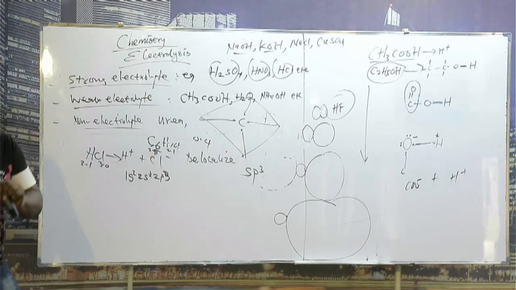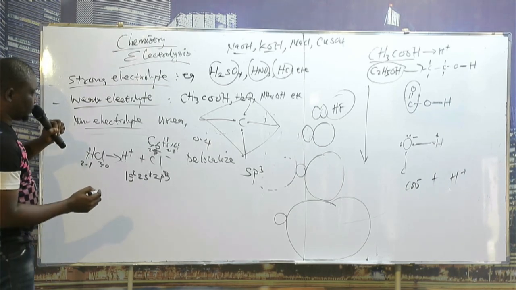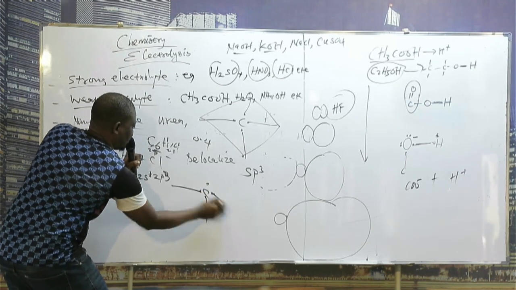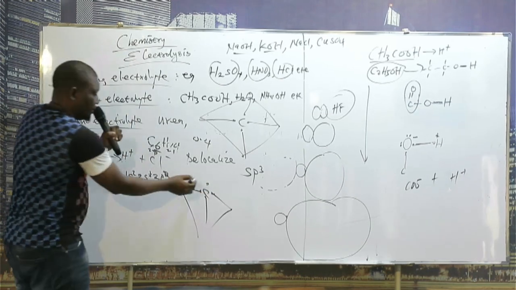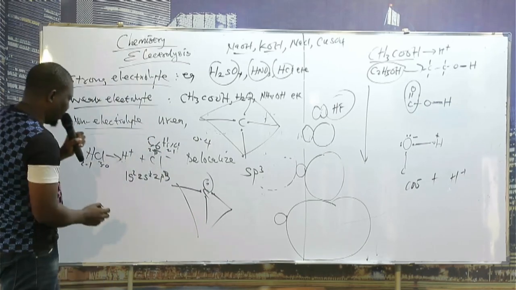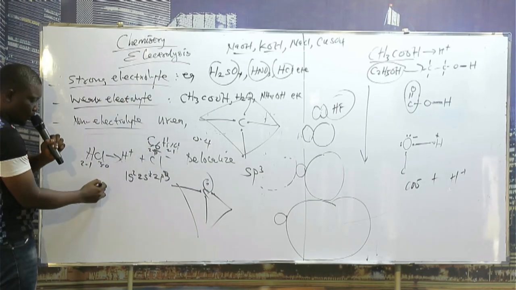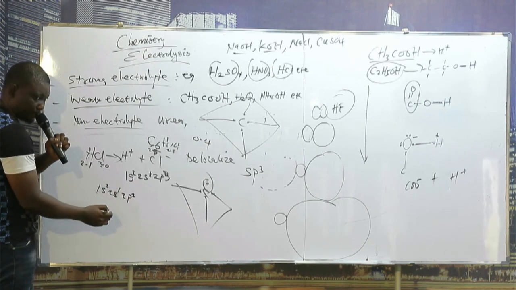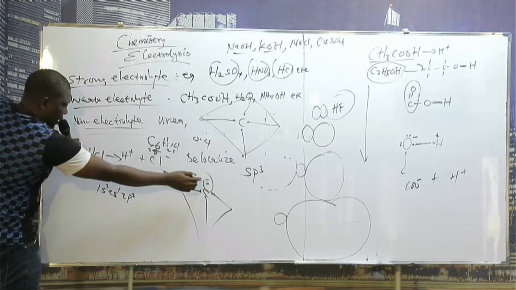But the difference between that and diamond is that in diamond, it's the same C: 1, 2, 3, 4. Only these ones are used. These ones are not used. You want to call the same configuration 1s2, 2s1, 2p3. But it does mean that this one here is not used.